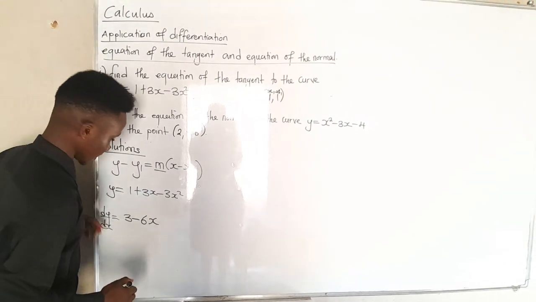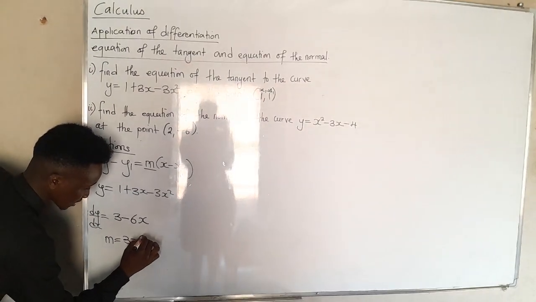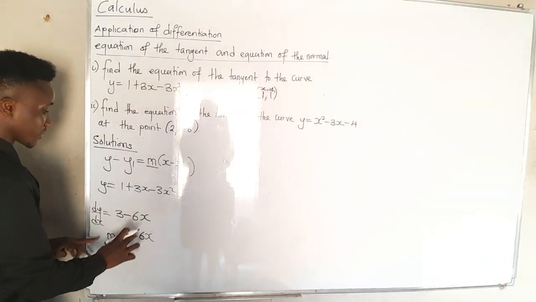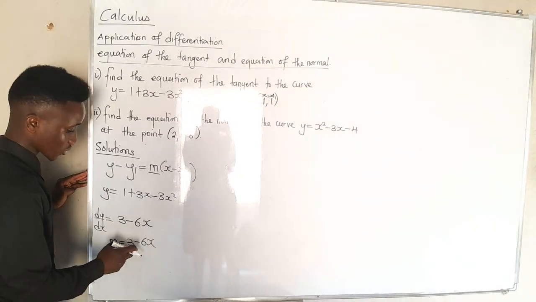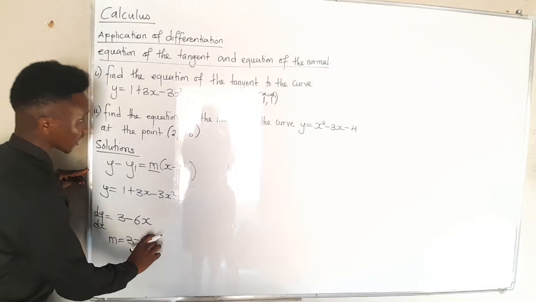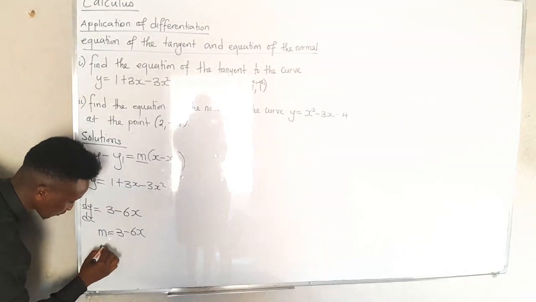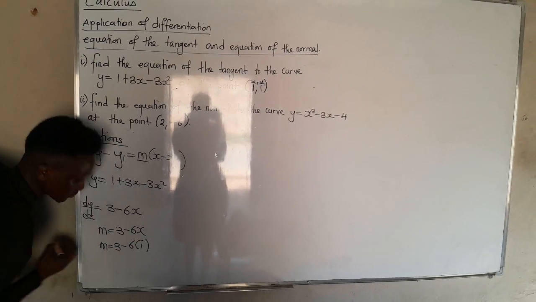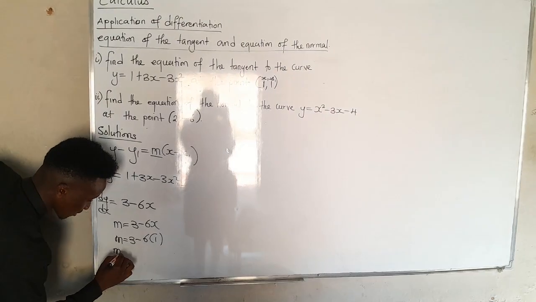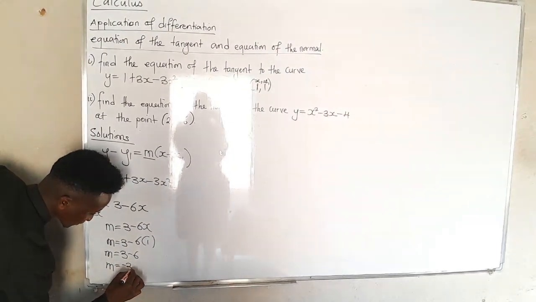How do you find the gradient? So we are going to say m is equal to 3 minus 6x. Because I found the gradient function, now I know how to find my gradient. So m will be equal to 3 minus 6x. Here we just check. The first question is saying that x is equal to 1. So wherever there is x, I'm going to put 1 for me to find my gradient. So I'll say 3 minus 6 times 1 like that. Then m will be equal to 3 minus 6, and m is equal to negative 3.